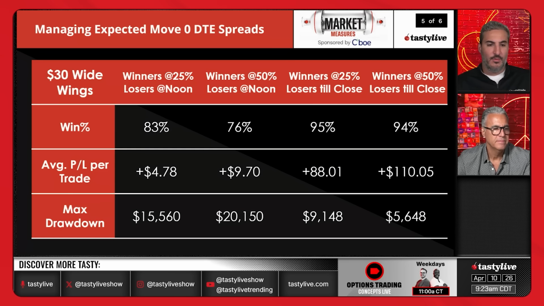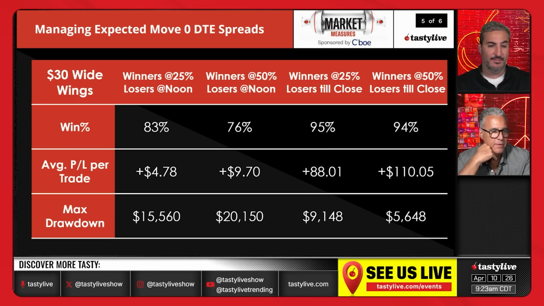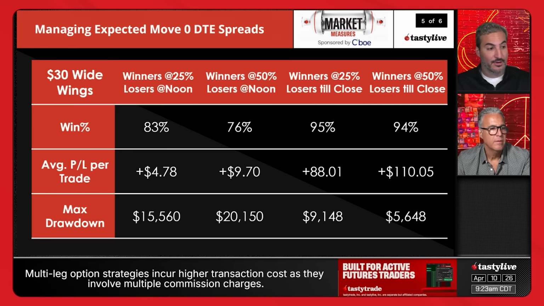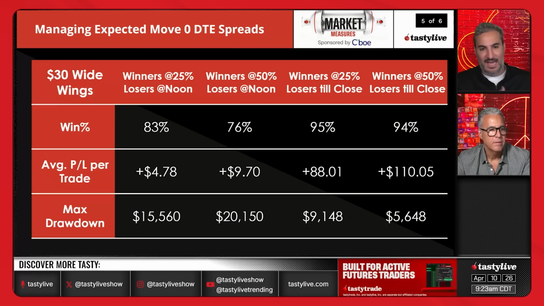So when we get to the 30-point wide wings, you'll see that you're not really changing a ton going from 20 to 30 points wide. I think this is really what it's getting at here, is that the P&L numbers are essentially the same, maybe slightly lower, just because you have much bigger tail risk, which you see in the max drawdowns here, especially when closing losers. Basically, there's no big advantage to going much wider than 20 points, especially when you're doing strikes that are at the expected move.